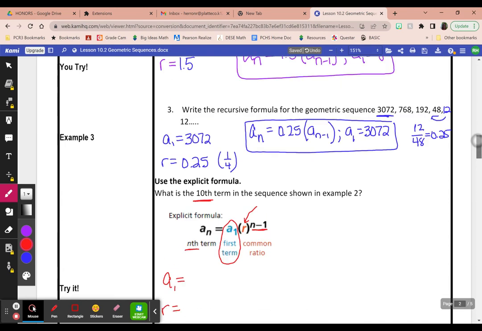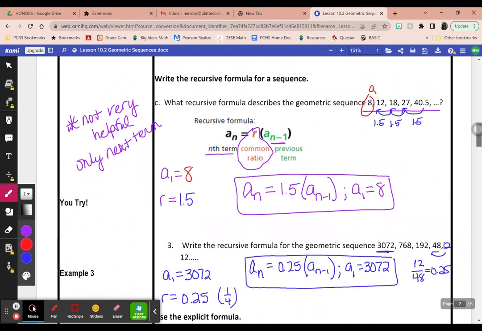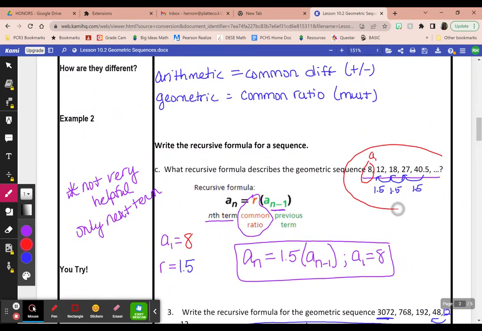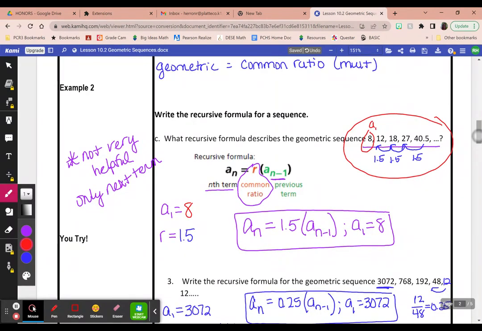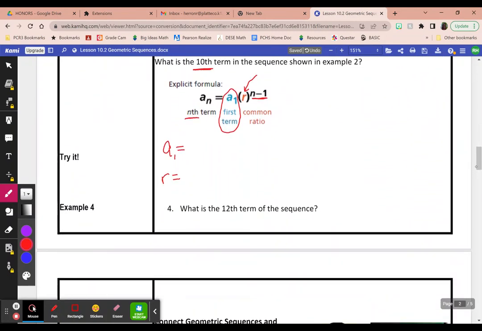So example 2 is back up here, right, where we started with this guy. And it was a sub 1 is 8, and my ratio is 1.5. So I'm going to write the same thing. A sub 1 is 8, ratio is 1.5, and we're going to fill in what we know. So a sub n equals a sub 1, which is 8, times my ratio, 1.5, to the n minus 1. Okay? Now, it asks me what's the 10th term. So I'm going to replace n with 10.